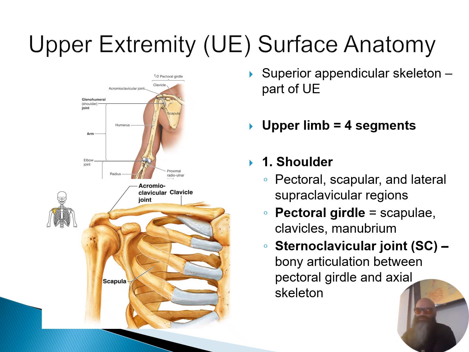So we've got four segments in the upper extremity. It's all by regions: the pectoral region, scapular region, lateral and supraclavicular regions. So we've got your pectoral girdle. If I say pectoral girdle, you have to know what comprises it: your scapula, your clavicles, and your manubrium.